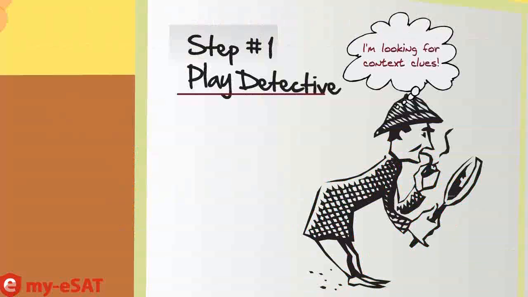Step 1. Play detective. This step means to read the sentence carefully in search of the context clue. All sentence completion sentences will have clues in the sentence that will give you a logical idea of what the word in each blank should mean. Clues might be a description of the blank or imply a relationship between the blank and something else given in the sentence.